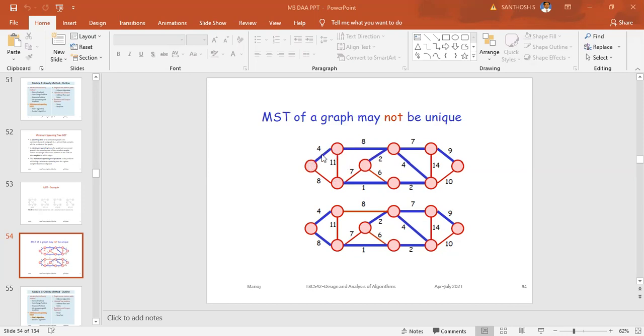The first minimum is 4, but that path is already taken. Apart from 4, you have 8 and the other one is 11. Which is the minimum one you take? Answer in the chat box.